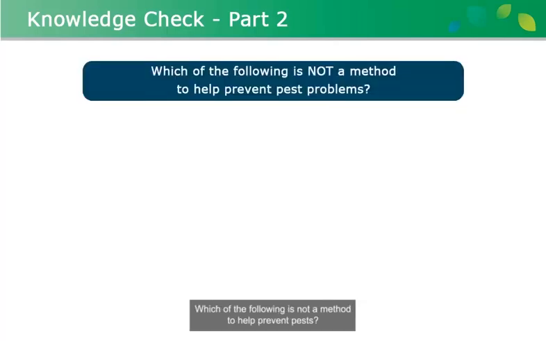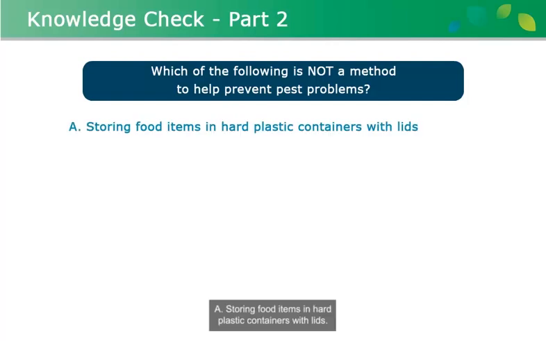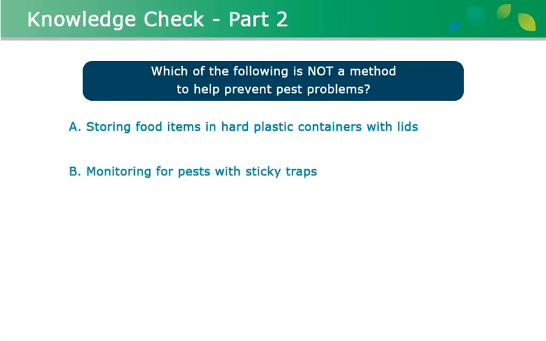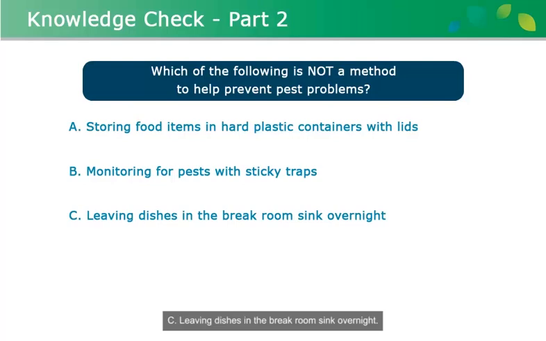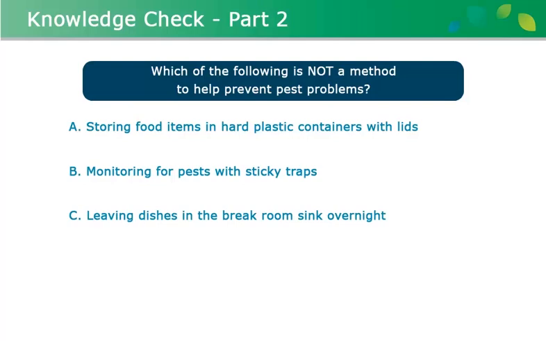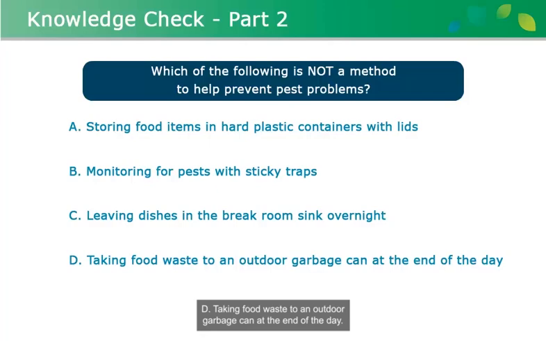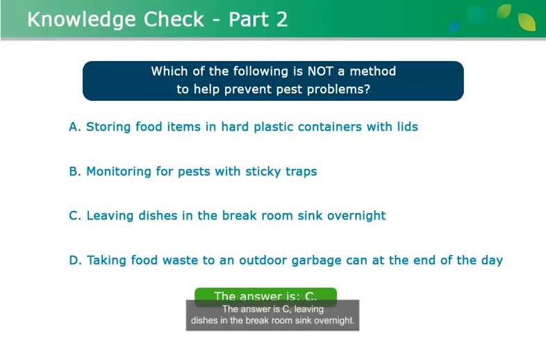Knowledge check part 2. Which of the following is not a method to help prevent pests? A. Storing food items in hard plastic containers with lids. B. Monitoring for pests with sticky traps. C. Leaving dishes in the break room sink overnight. D. Taking food waste to an outdoor garbage can at the end of the day. The answer is C. Leaving dishes in the break room sink overnight.